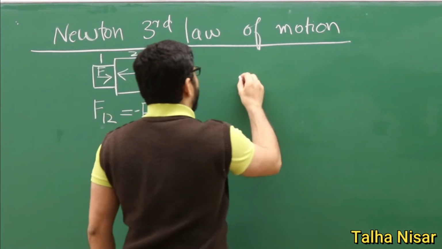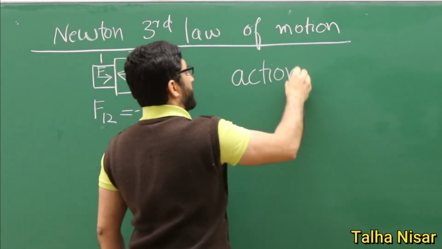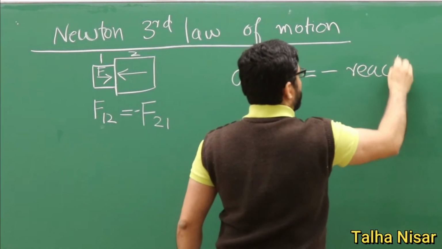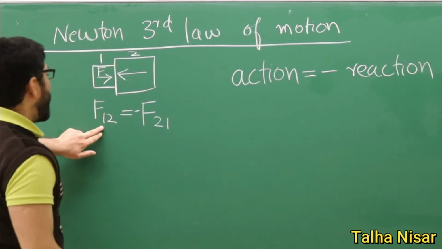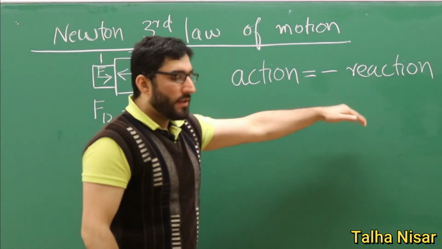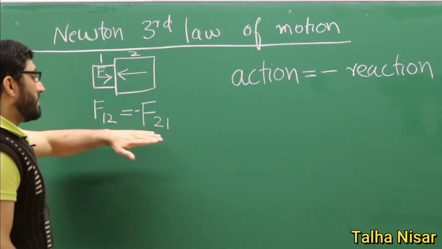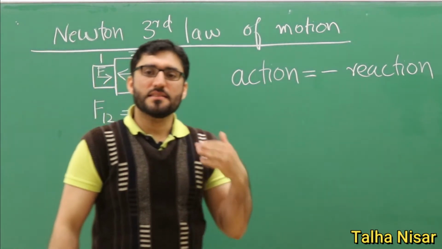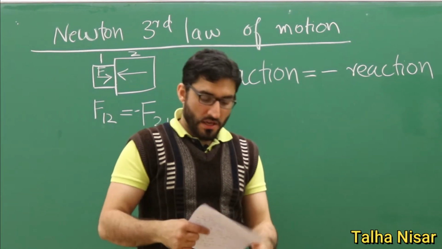And this is usually called action equals minus reaction. So this force here is the action, and then we have the reaction force, which will have the minus sign, representing the opposite direction, and the force magnitude will be equal.